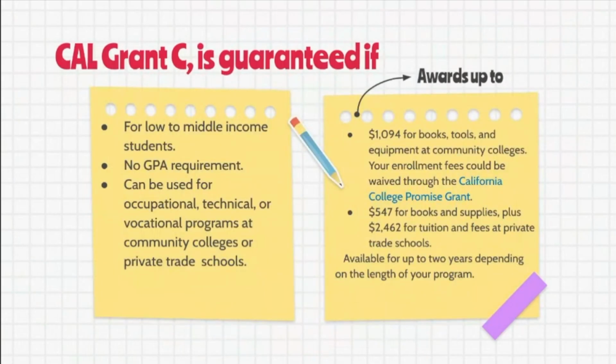Cal Grant C is guaranteed if you're low to middle income. There's no GPA requirement, and this one is specifically for students who are going to do CTE programs, so career technical education, occupational, vocational, or technical programs through private trade schools or community colleges. This could be used for tools, books, and different equipment, and that is up to $1,094. You're also potentially eligible for $547 for books and supplies, and for tuition, $2,462. Okay, and this is available for 2 years, but it is dependent on the length of your program.